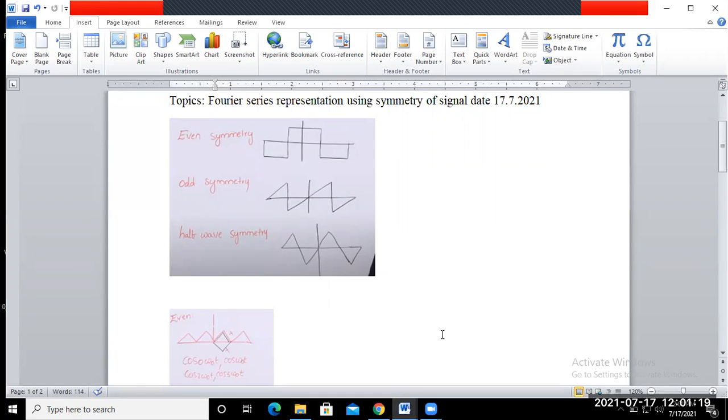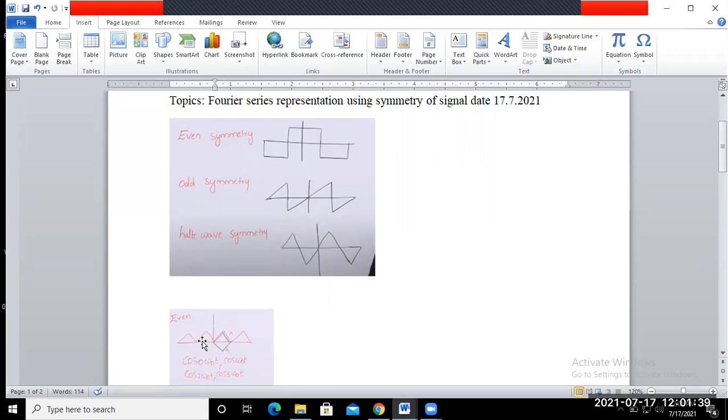And if you consider figure number 4, this one is pure even symmetry. It does not follow the half wave symmetry. If you take the waveform x of minus t, it will become this one. This one is your even symmetry.